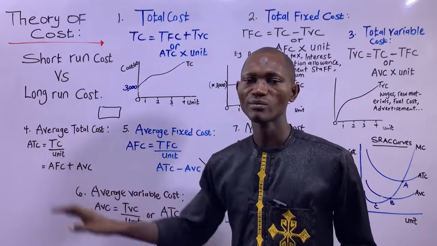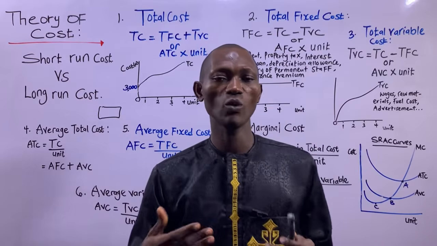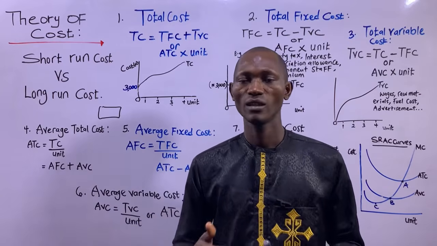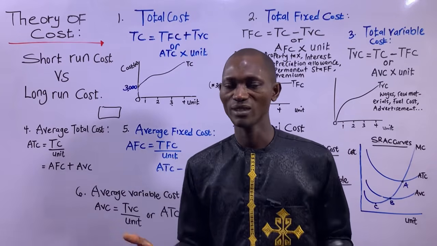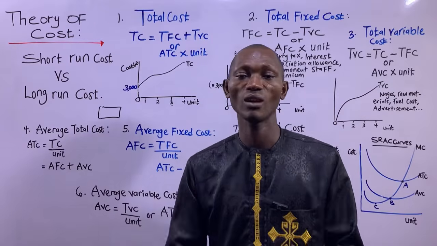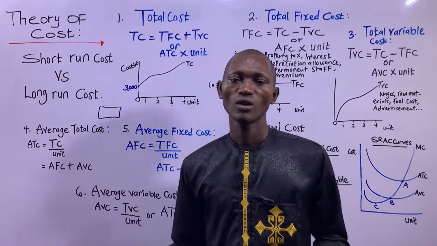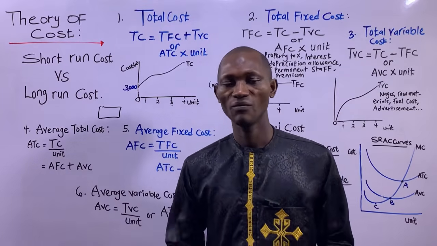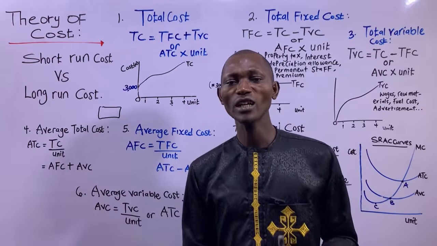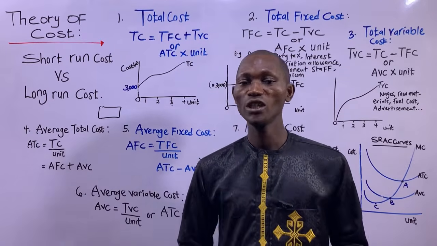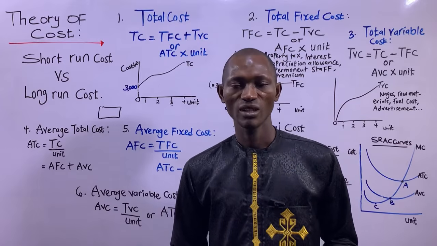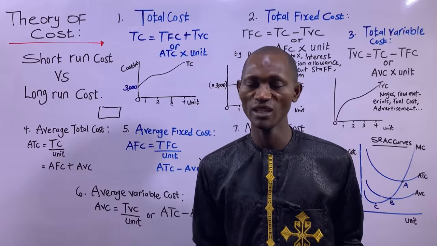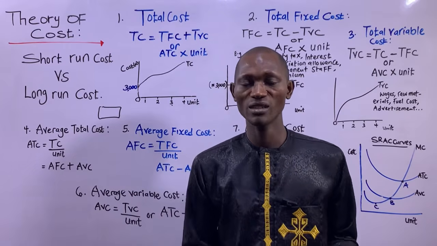Then the long run means after a while, maybe a business has been in operation for, let's say, 5 years, 10 years, and all that. Then you can say such a business is in the long run. So in the long run, all costs are considered to be variable, because a firm can decide to employ more labor, build more power plants, relocate its business, expand, contract, or exit the industry in which the business operates.